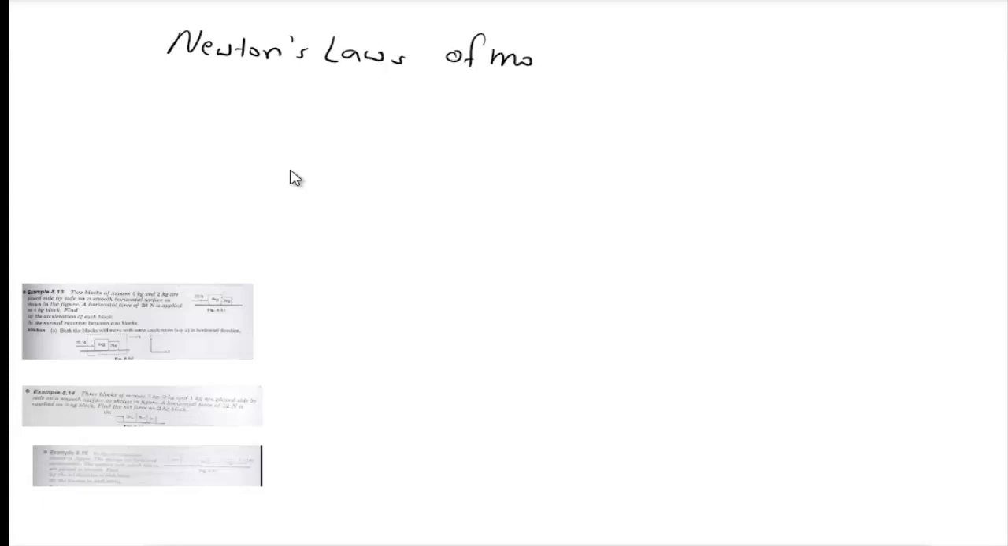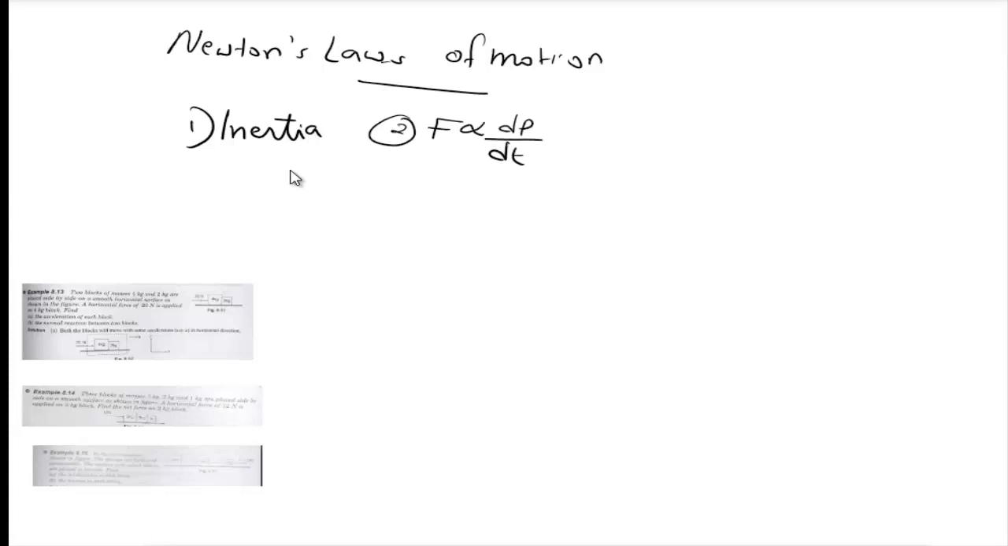Today we are going to consider Newton's laws of motion. We know there are three laws of motion. The first one gives us an idea about inertia: every body continues in its state of rest or uniform motion unless compelled by an external force. If we are not giving an external force, it will continue in its state of rest or uniform motion. The second one: the force acting on an object is directly proportional to the rate of change of momentum, F is proportional to dp by dt.